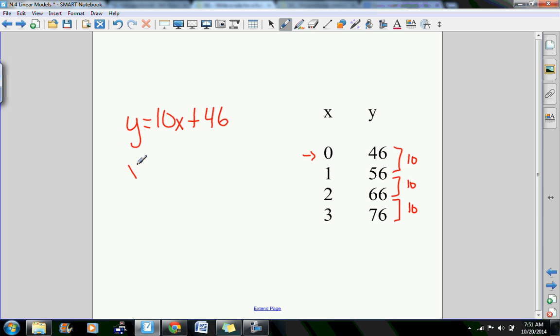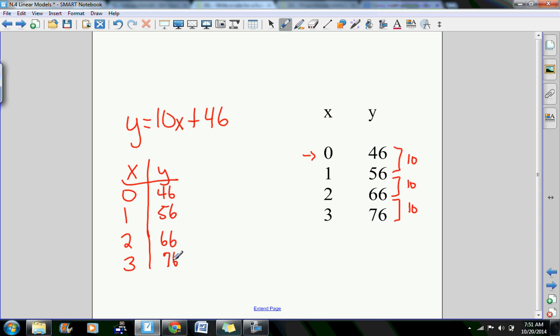I really highly recommend you just restart your table and see if it works. 10 times 0 is 0, plus 46. 1 times 10 is 10, plus 46 is 56. 2 times 10 is 20, plus 46 is 66. 3 times 10 is 30, plus 46 is 76.